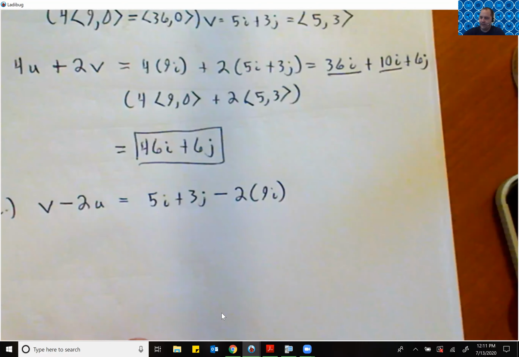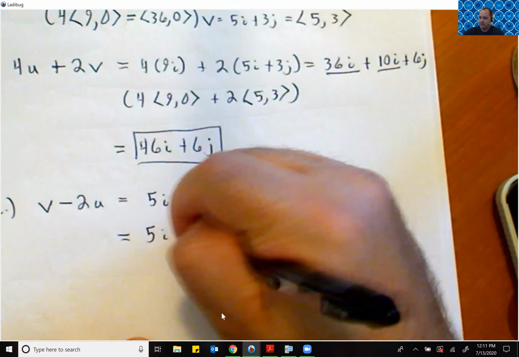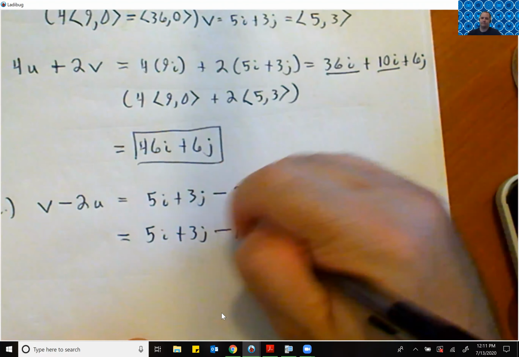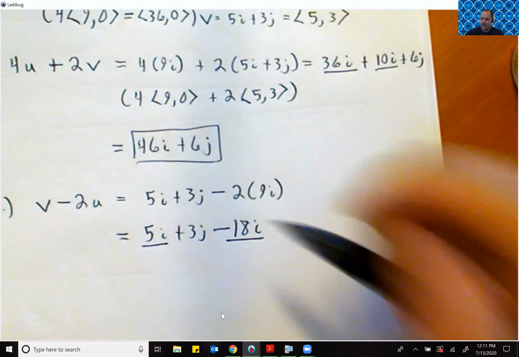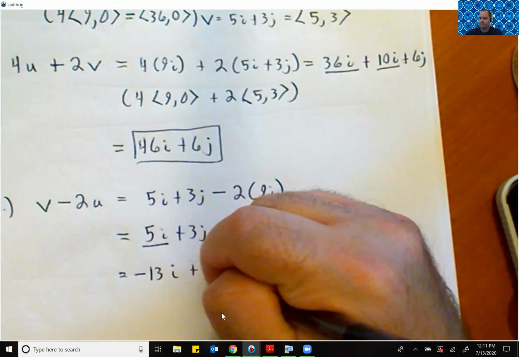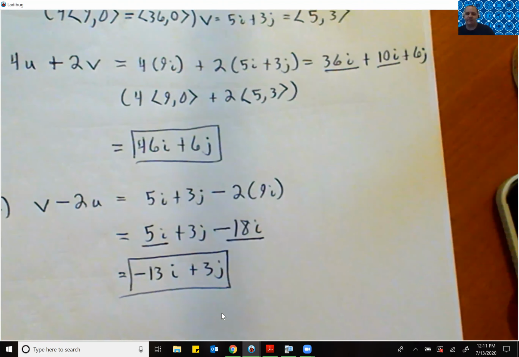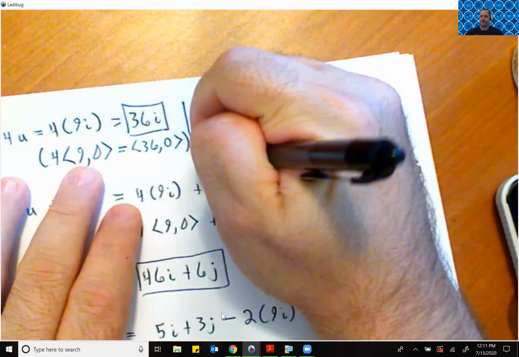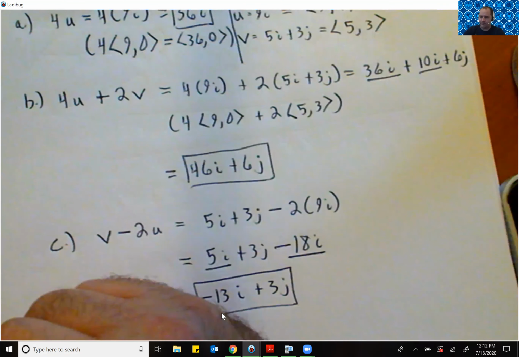So in the end, I'm not going to show the vector piece because hopefully you've got that. You got negative 2 times 9, which is negative 18i. Putting like terms together, that gives you negative 13i plus 3j. That's what they want. Easy peasy, okay? There's our vector u and v. All right, 13, moving along, still in 11.3.